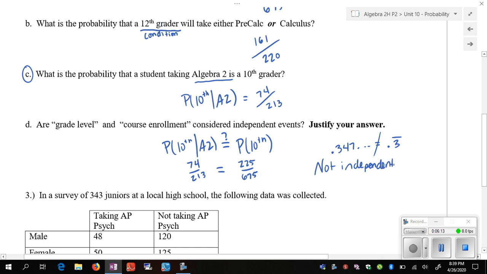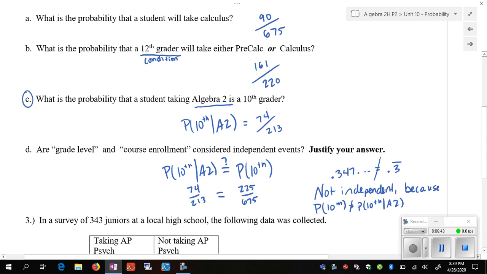And again, when we're proving independence, we have to write a sentence. So not independent because, or maybe I'll just use probability notation, the probability of being a 10th grader does not equal the probability of being a 10th grader given that they were taking Algebra 2. Again, very random for me to choose those two.